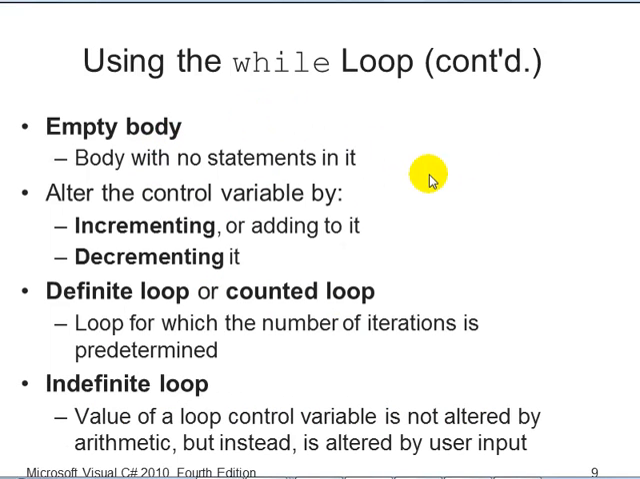There are sometimes you can make mistakes in writing a loop. You can have an empty body. Well, how do you do that? Well, if you put a semicolon immediately after your while statement, you've just created an empty body. That's a mistake you might make.